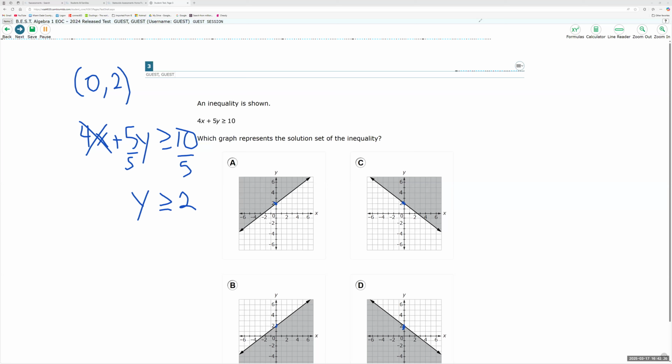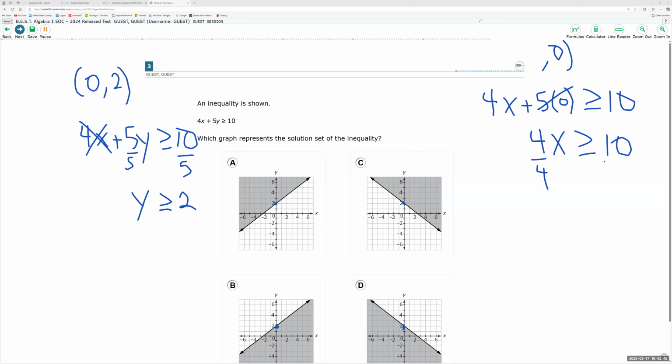All right, so let's find the x-intercept. I'm going to say y equal to 0. So for 4x plus 5 times 0, because y is 0 now, greater than or equal to 10. That's gone. So 4x, and 10 divided by 4. 10 over 4 is 5 over 2, so x is 2.5 when y is 0.